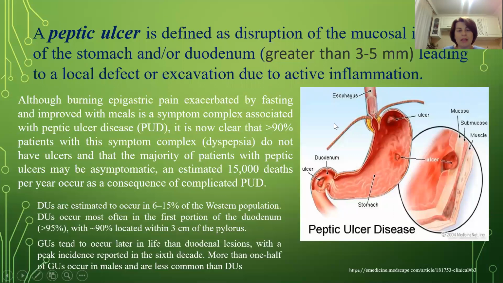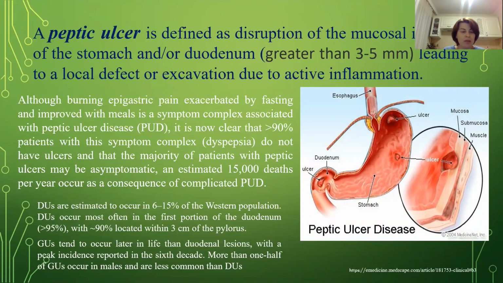Also, burning epigastric pain exacerbated by fasting and improved with meals is the symptom complex associated with peptic ulcer disease. It's now clear that more than 90% of patients with this symptom complex, called dyspepsia, do not have ulcers, and the majority of patients with peptic ulcers are asymptomatic or could be asymptomatic. Duodenal ulcers occur most often in the first portion of the duodenum and near the pylorus.